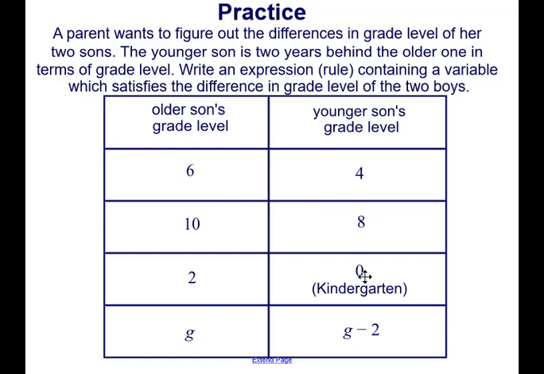So if we now have in general an input of the variable G, the rule is that we're taking that grade level of G and we're subtracting 2. You would have the rule of G minus 2 to relate the input and the output in the table.